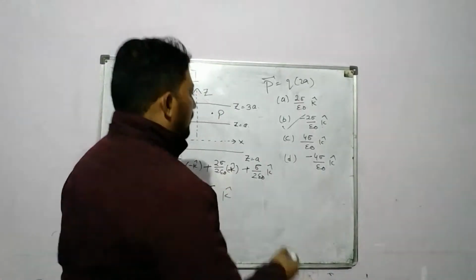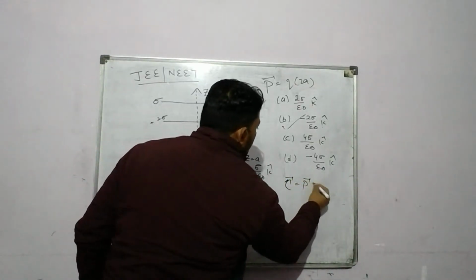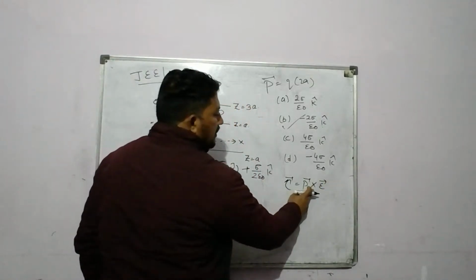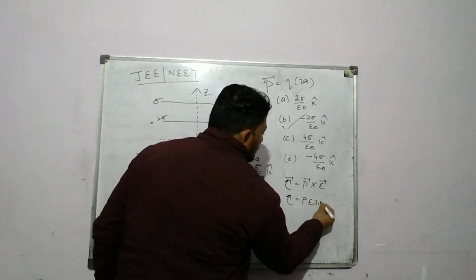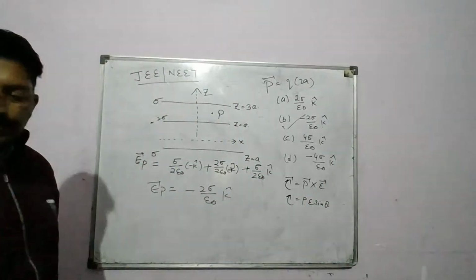Torque is equal to p vector cross E vector. So it is a cross product. It means torque is equal to pE sine theta. So you can apply this formula.